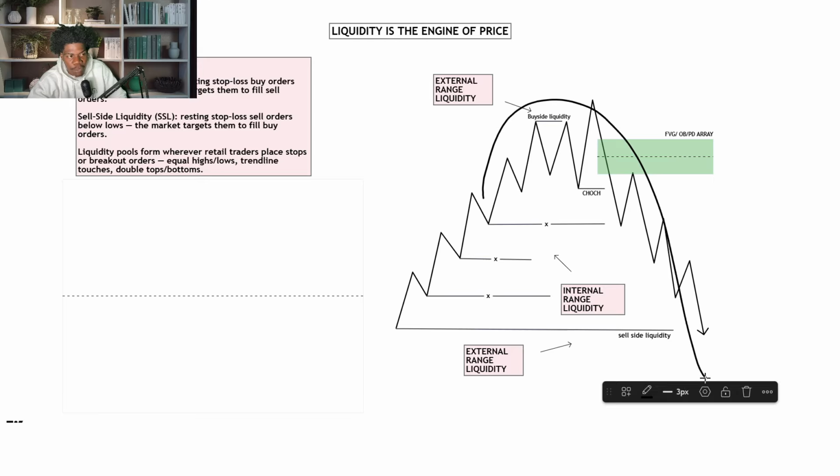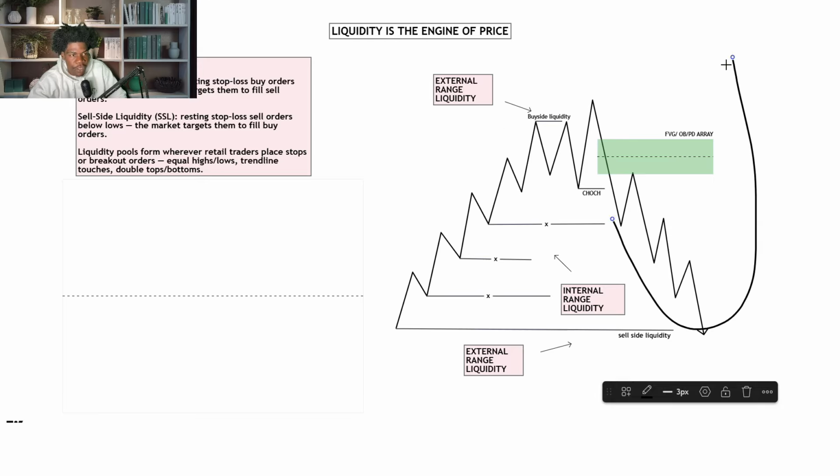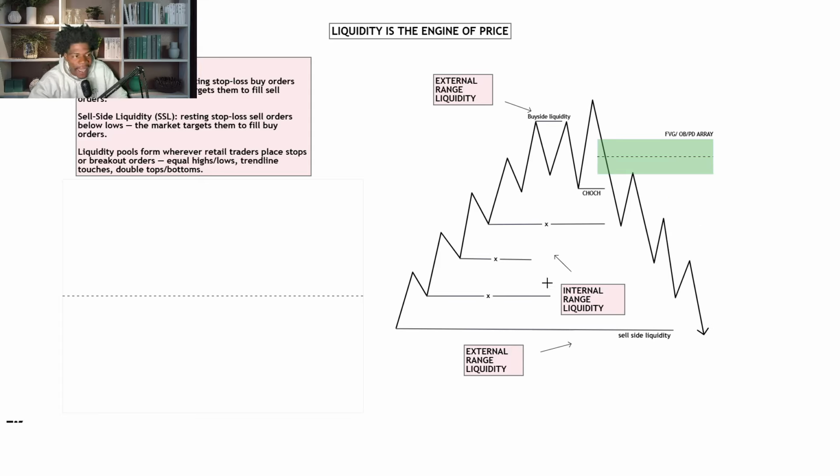Depending if we were in this downtrend format or if we were in an uptrend format, it would still be internal range liquidity. After price clears internal range liquidity, price has to seek external range liquidity. So if price cleared our buy side liquidity, what's the next point of liquidity? Our sell side liquidity lows.